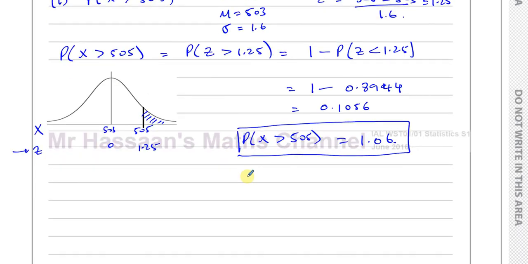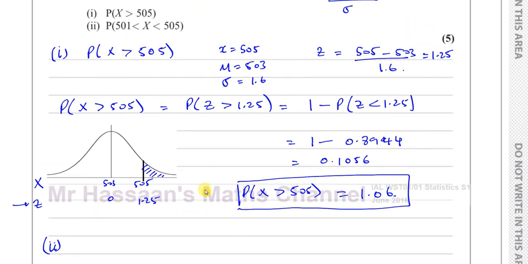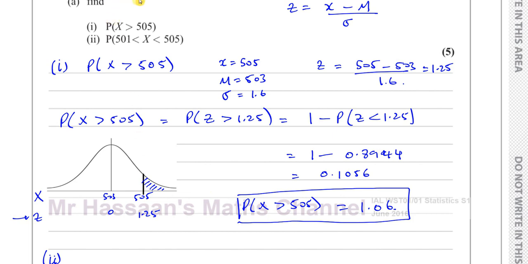Now we're going to do part 2. Okay, now it's telling us, I'll use the same diagram here. Find the probability that x is between 501 and 505. So there's 505 already drawn. Now what we notice is 501 is like 2 units to the left of 503. So it's below the mean by 2 units. And 505 is 2 units above the mean.